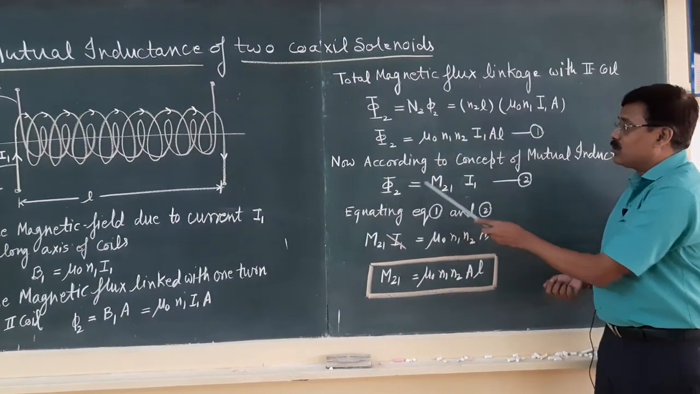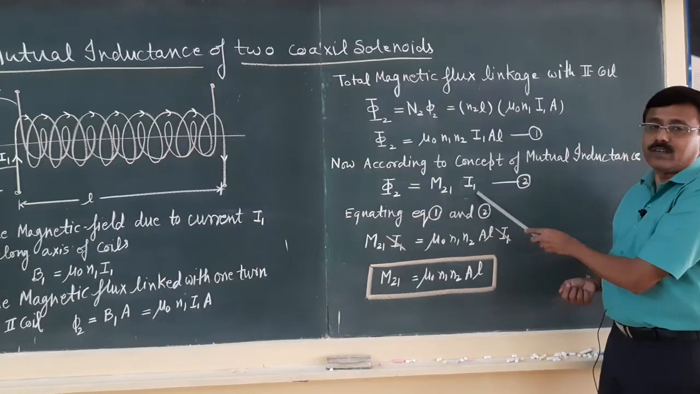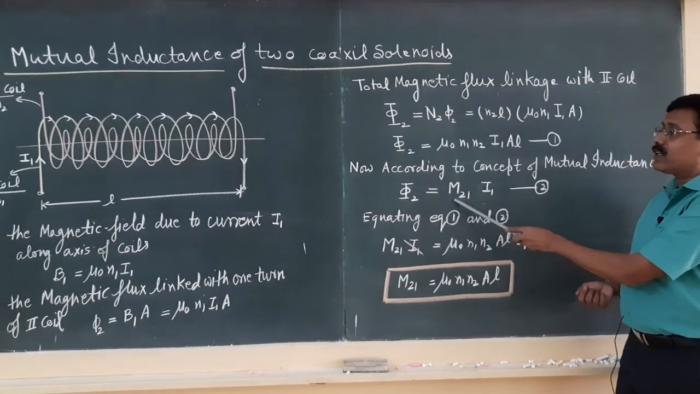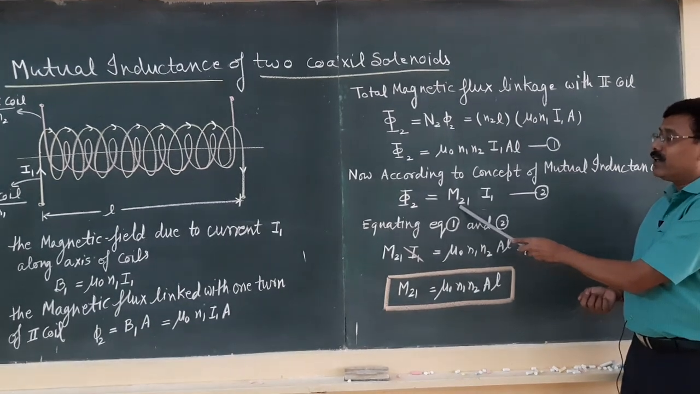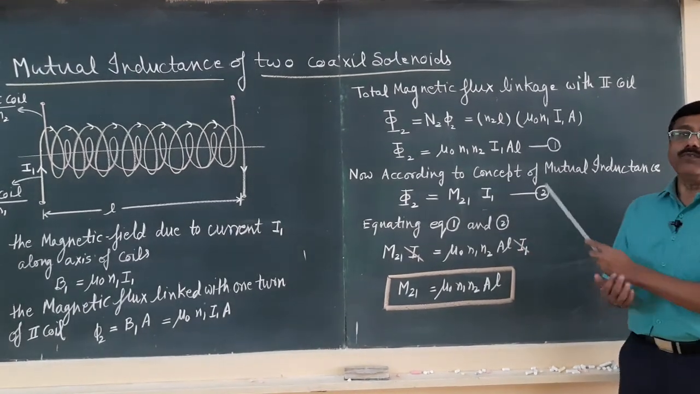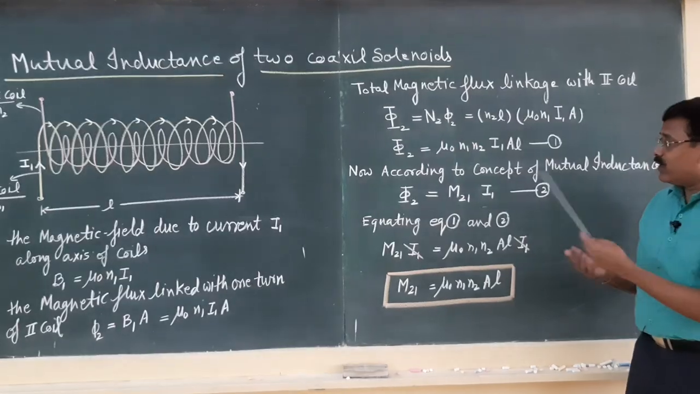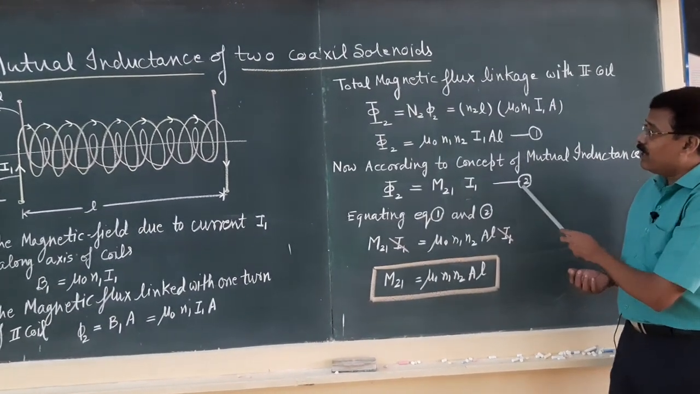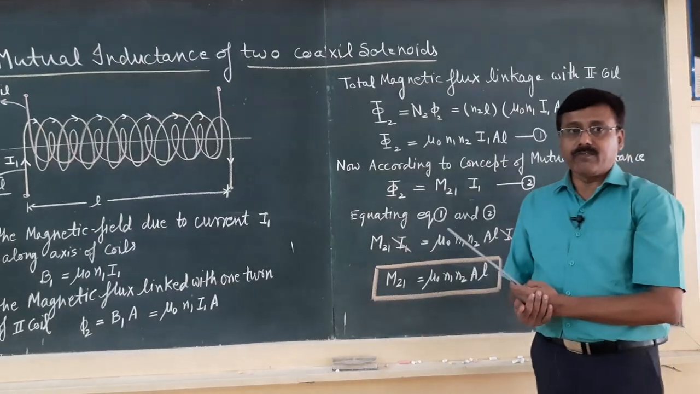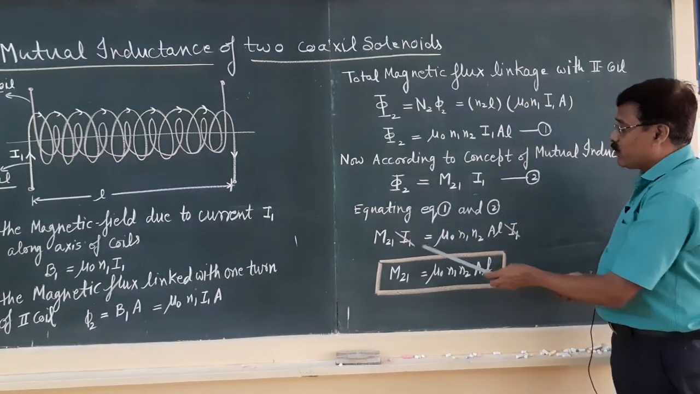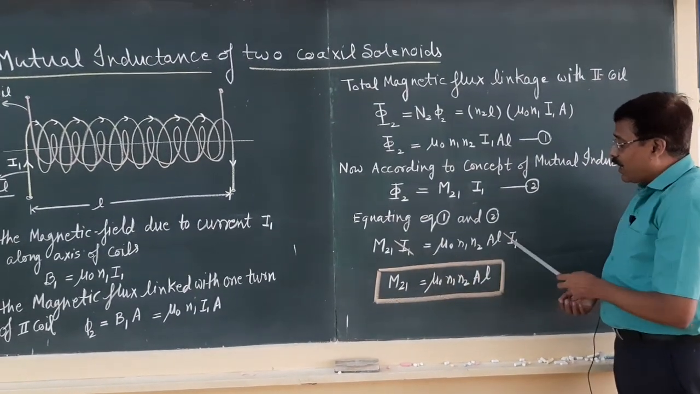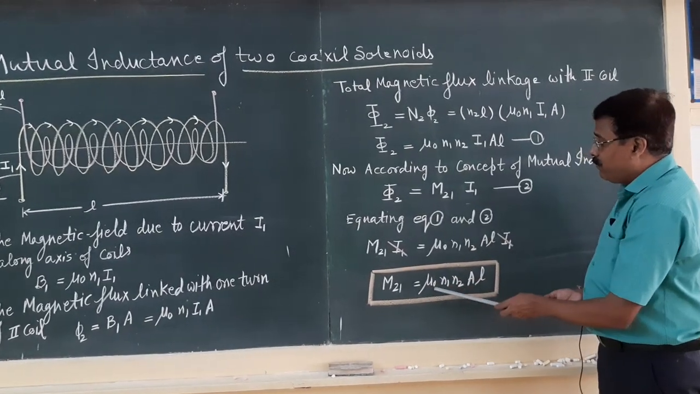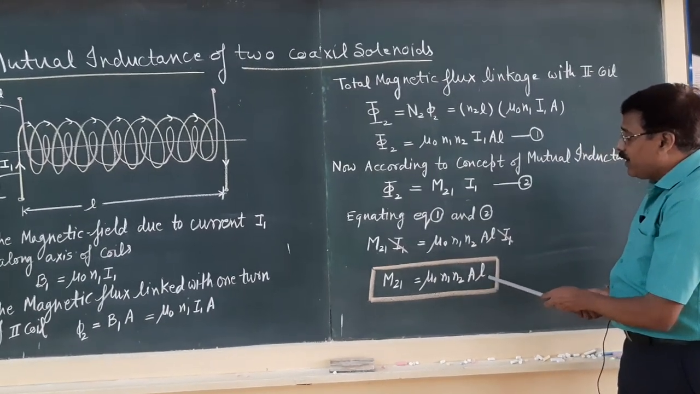Now, according to the concept of mutual inductance, what will be the total magnetic flux linkage? It will be phi 2 = M21 I1. What is M21? This is the coefficient of mutual inductance of the second solenoid with respect to the first. When you equate equations 1 and 2, because both are for the same magnetic flux linkage, I1 cancels out. So, M21 = mu 0 N1 N2 A L.